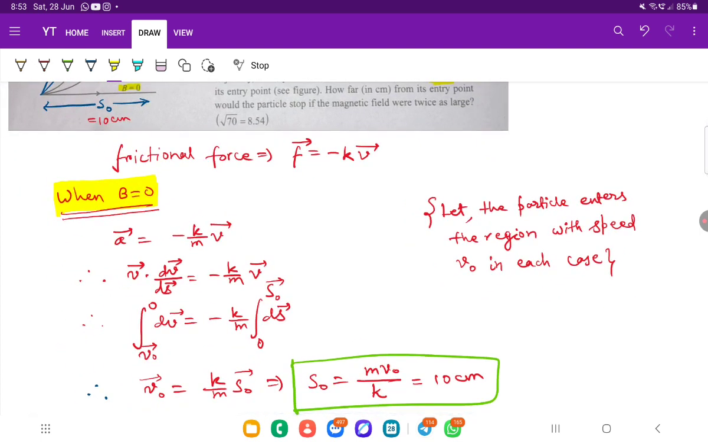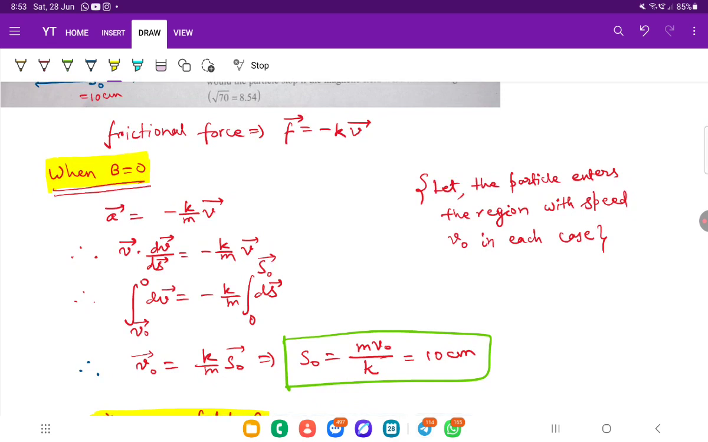So I'm moving to the solution part. The frictional force I have assumed as minus k times v. Obviously k is some positive constant, and it was mentioned that the force would be opposite to velocity, so I have put a minus sign here.